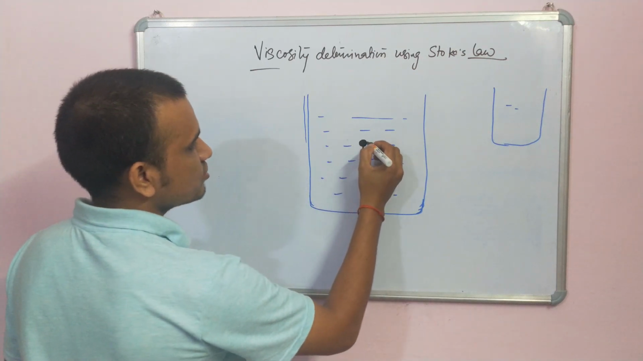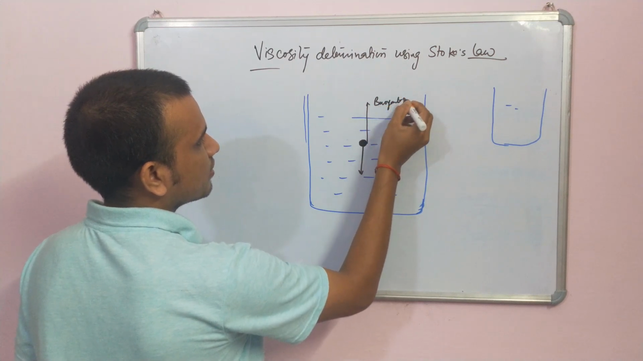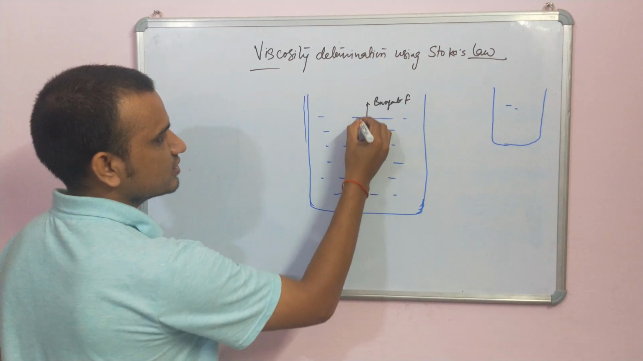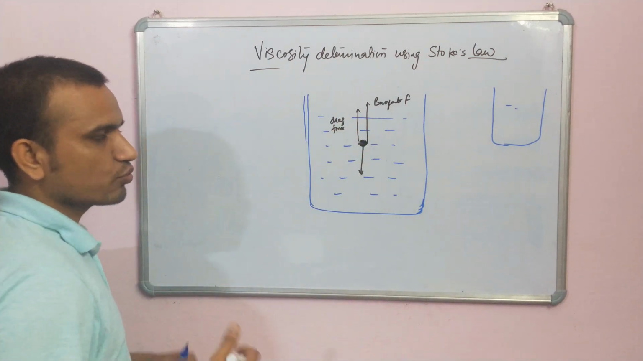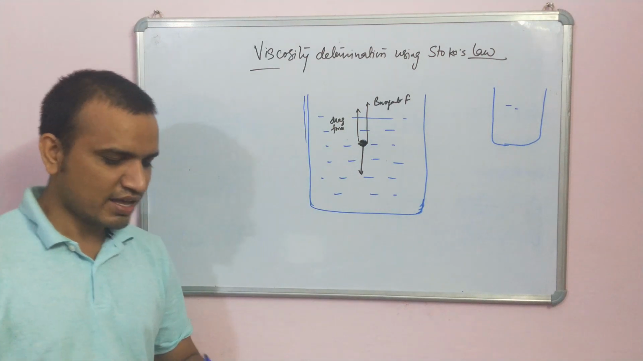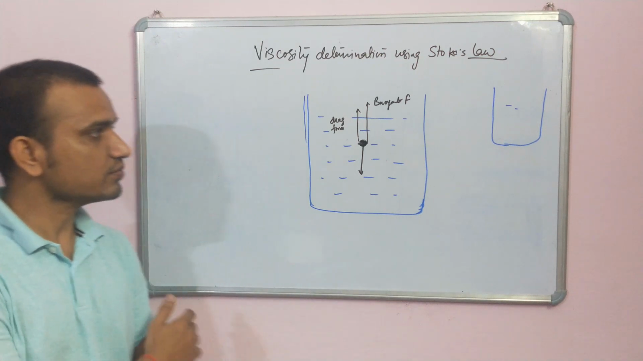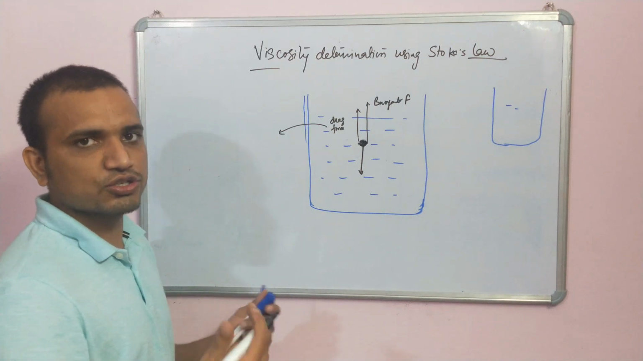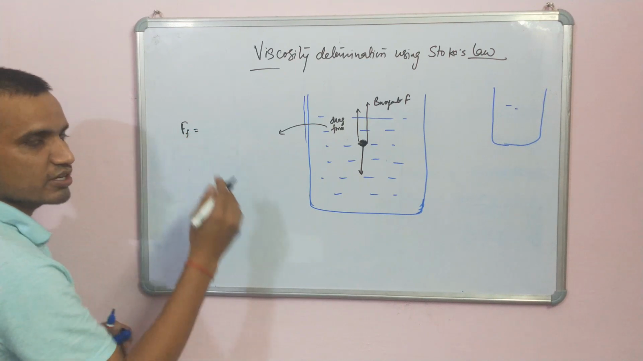One force is the buoyant force, because of the buoyancy, and the other force which acts is the drag force. So why does this drag force come? Because there is a liquid, and if you are passing something through it, then because of the property of viscosity there will be a force. This drag force is derived using Stokes law, and this drag force, that is F of F, is also called the frictional force.